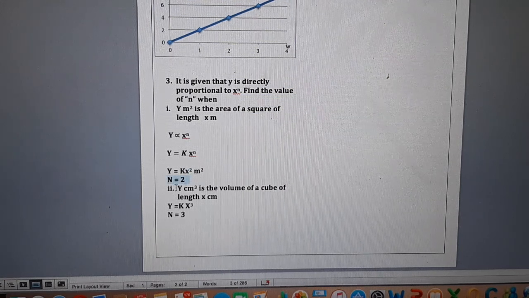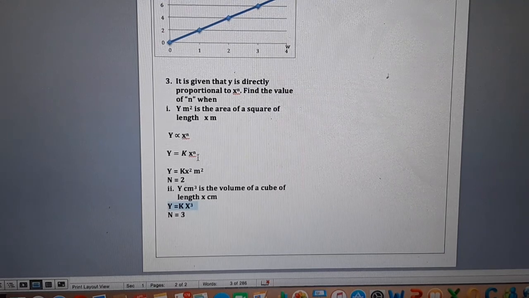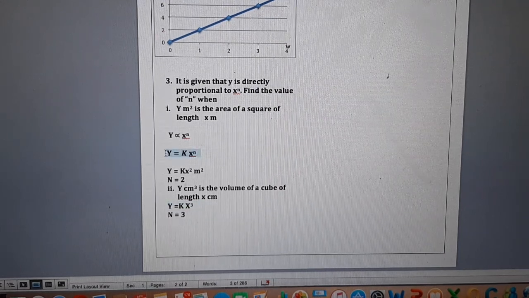And in part number 2, y centimeter cube is the volume of a cube of length x. We have a cube and the length of the cube is x, so the volume of the cube will be x cube. Because y is proportional to x raised to the power n, y is equal to k x raised to the power n, removing the proportionality sign with the equality sign.